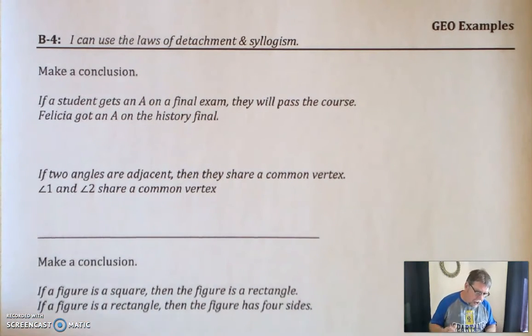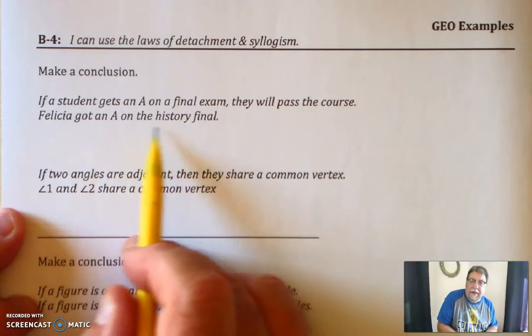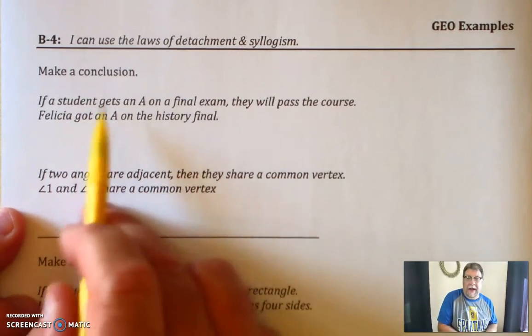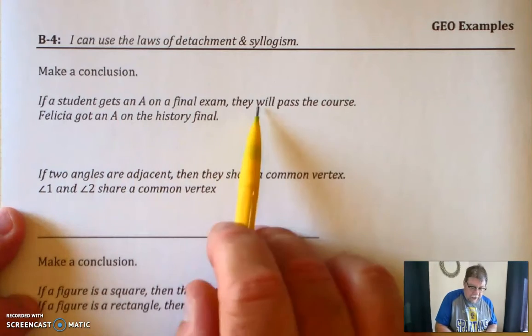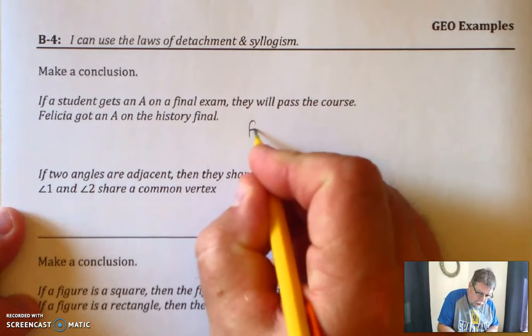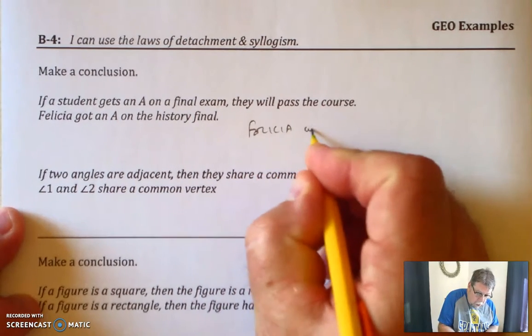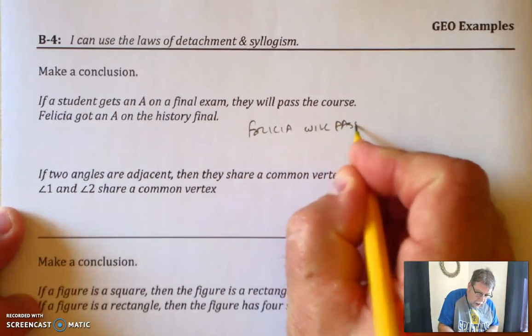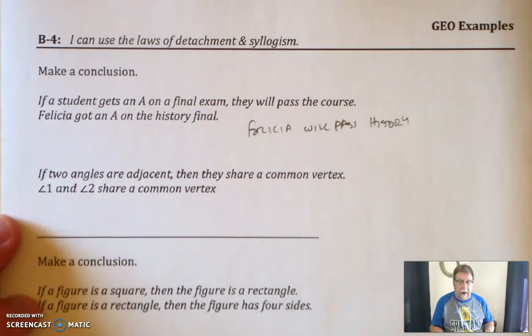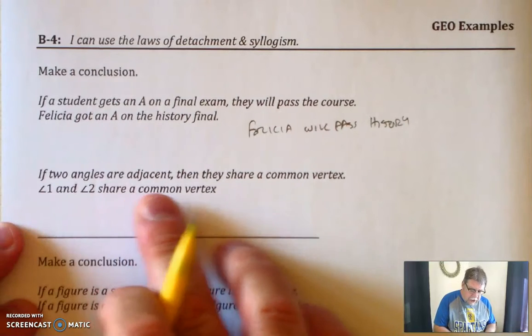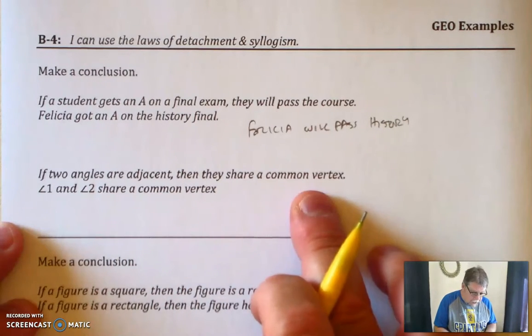Well, this is the law of detachment. Felicia getting an A on the history final activates the hypothesis of the first statement, and that means Felicia will pass the course. So I'm going to write Felicia will pass, and the course is history, because she got an A on the final.